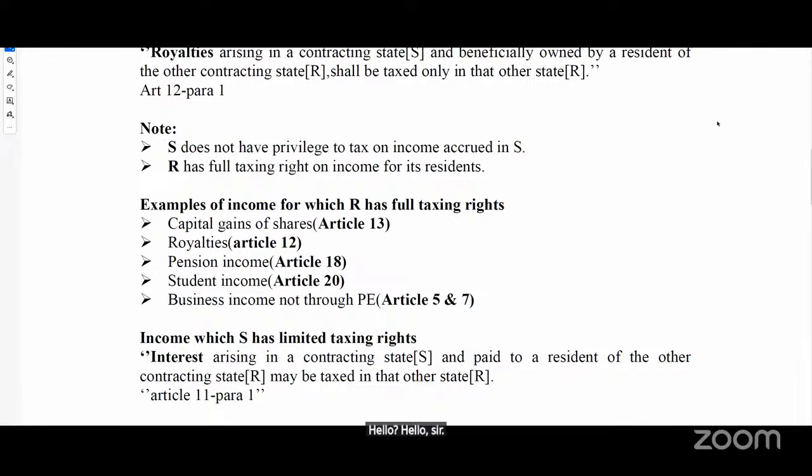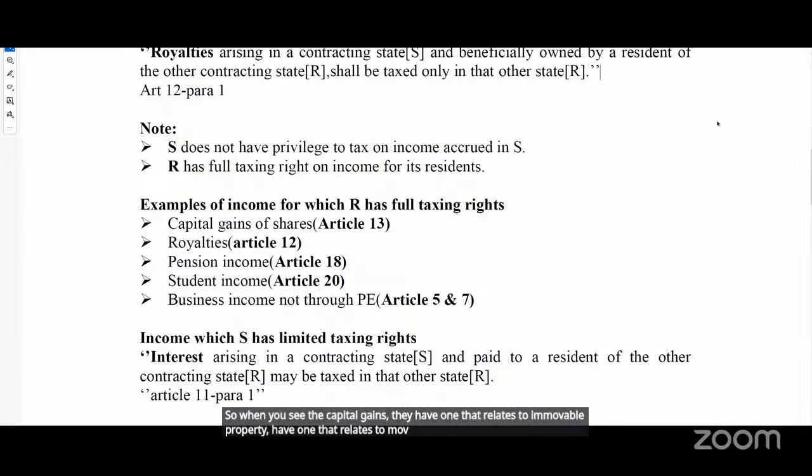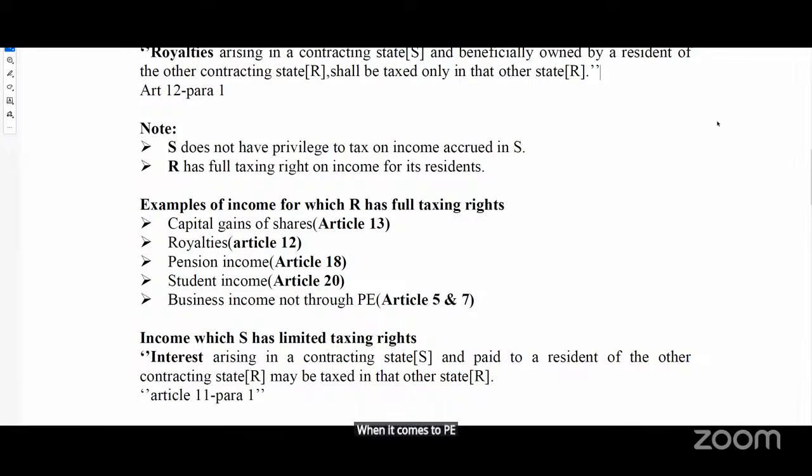So you see the capital gains, they have one that relates to immovable property, one that relates to movable property, and then there's one that has to do with the alienation of air transportation.